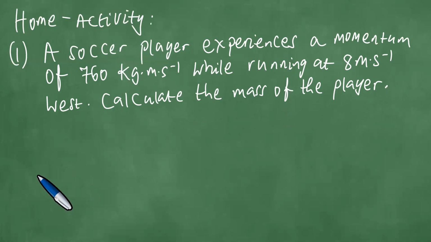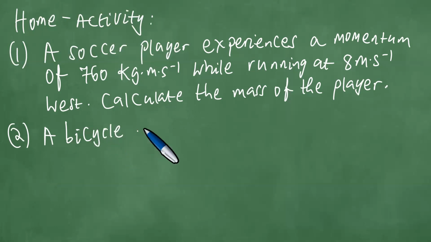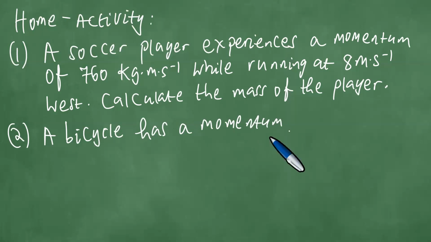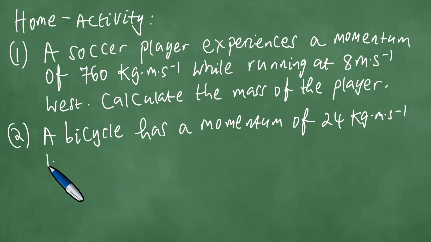Okay, I'm giving another question now. Question 2. A bicycle has a momentum of 24 kilograms meters per second in a northern direction.